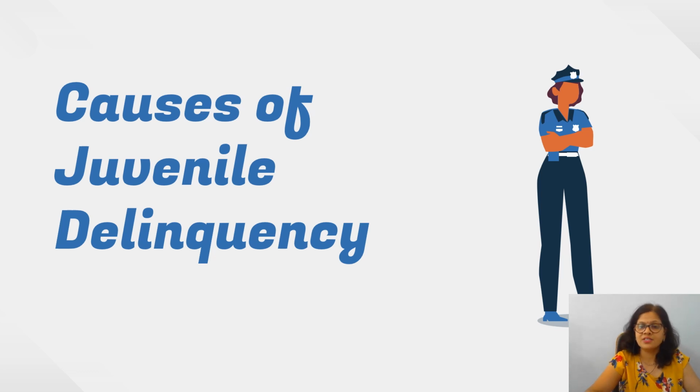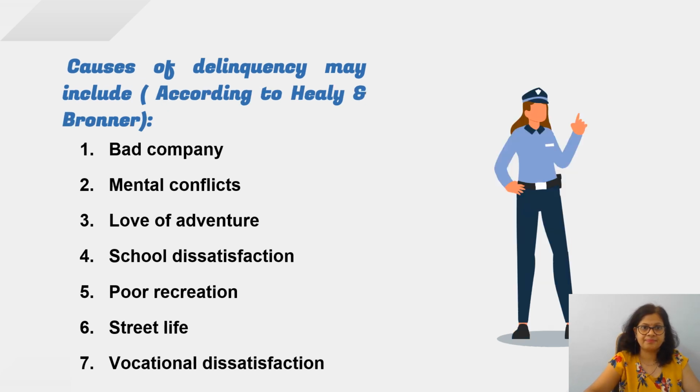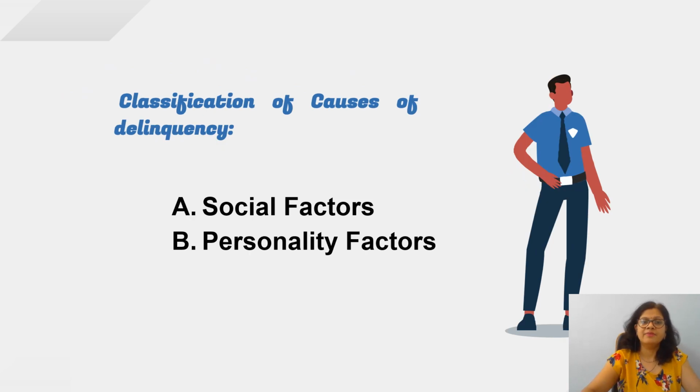So what are the causes? What are the causes of this juvenile delinquency? There are several causes, but a few are the chosen ones: bad company, mental conflicts, love of adventure, school dissatisfaction, poor recreation, street life, or vocational dissatisfaction. Then we can proceed to why these things happen.